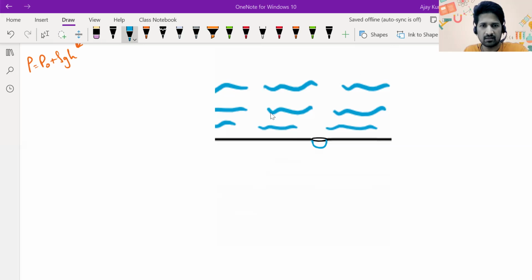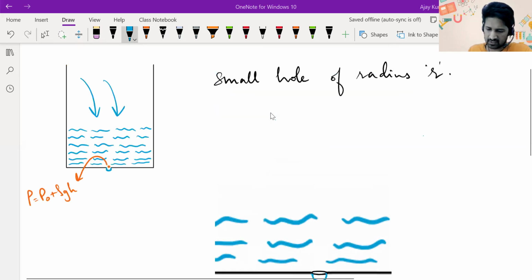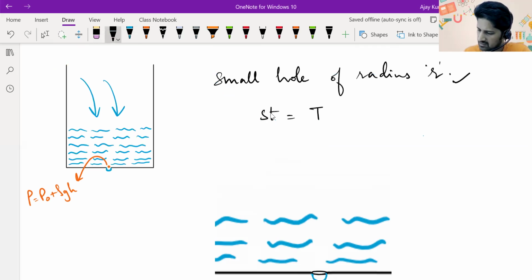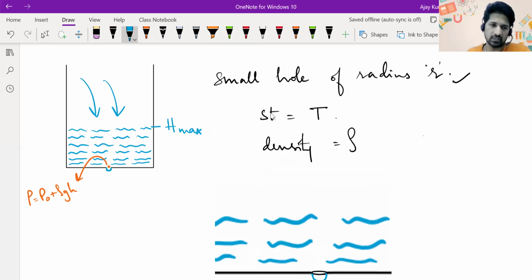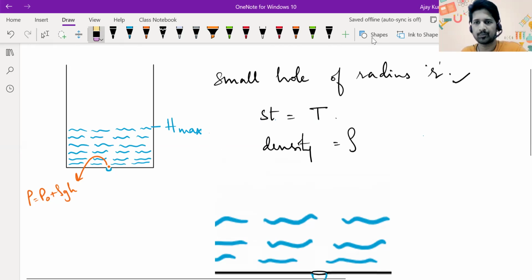Yes, sir. Okay. So now the obvious question will be, see, hole radius is given to you. Suppose liquid surface tension is T and density is rho. The question will be, up to what maximum height can you pour liquid such that it does not leak out? Try this, both of you. I'll give you 3 minutes to solve. Up to what maximum height can liquid be poured into the container such that liquid does not leak out from the hole at the bottom of the container? Okay, try.